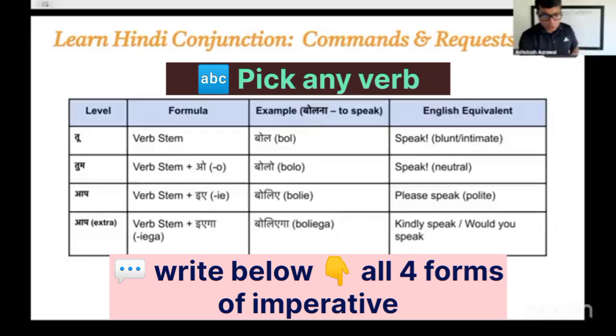In the first politeness level, you just call it bol, tu bol. If you want to be neutral, you take the base stem bol, you put o, it becomes bolo. Tum bolo. For respectful, you take the base stem bol and you put iye, boliye, aap boliye. And the last one, base stem bol iega, boliega. That means aap boliega.